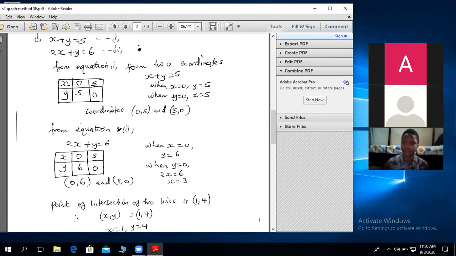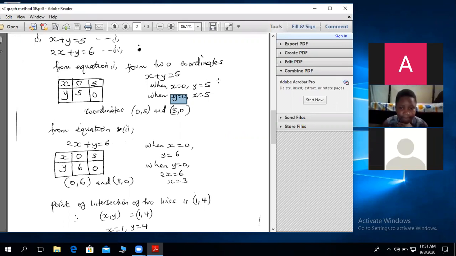And now after getting the value of y when x is equal to 0, I can now use y also to be 0. So when y is equal to 0 in this equation, I will only remain with x, and x will be equal to 5. And that's how I can form my coordinates from that equation. I want to repeat this.